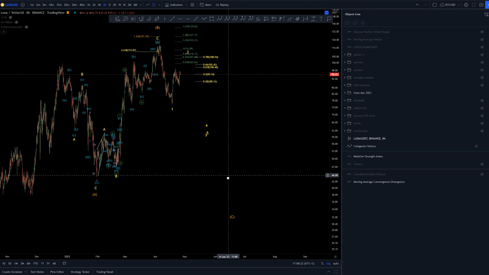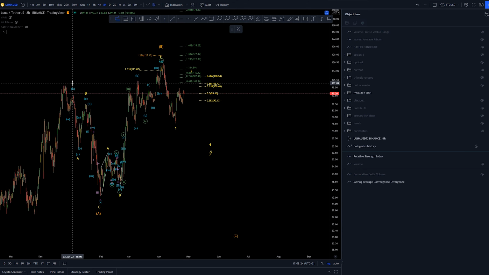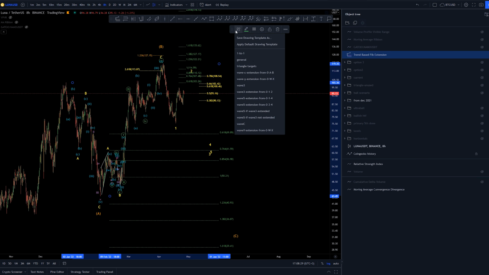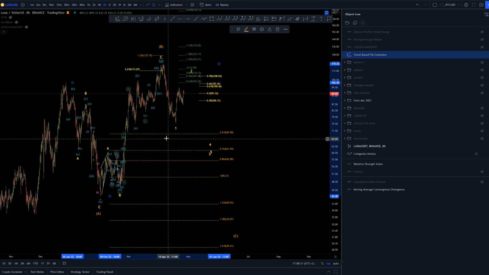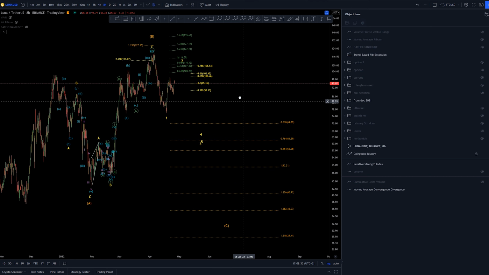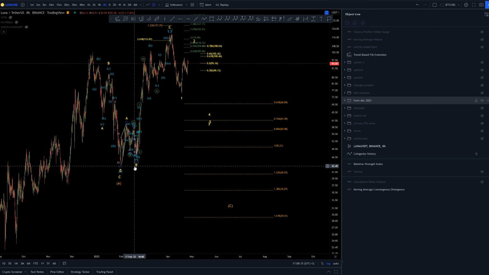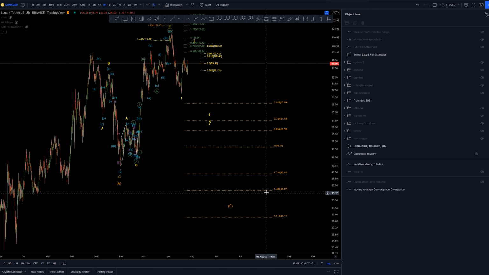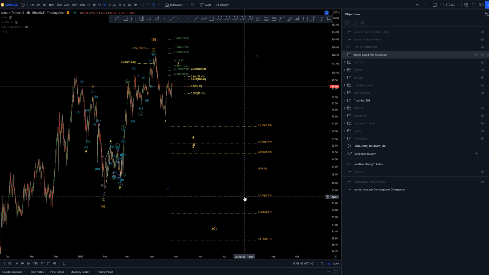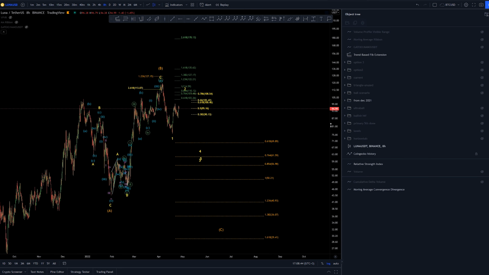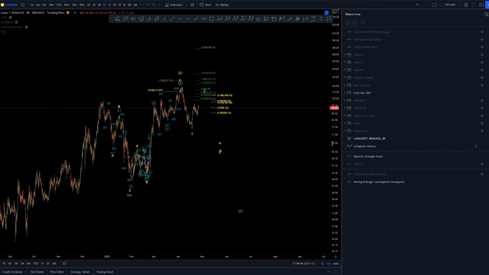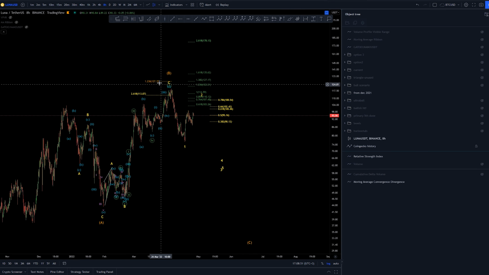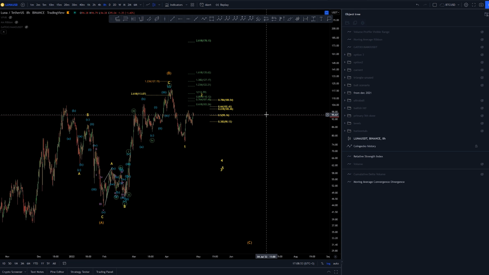Different targets for both, but basically if we are looking at the expanded flat, we would be looking at targets around here. We would be looking to break the end of A wave, so anywhere around here, around $40 maybe. But again, those numbers are way far off, and if we want to trade this, we'd be looking more into this bit where we're going next.